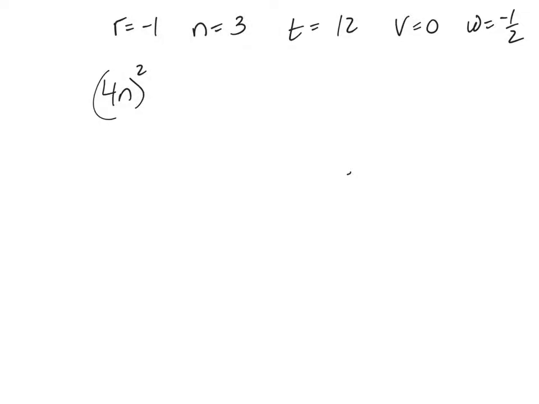All right, so we have a square on the outside of the parenthesis. Who does it belong to? 4n. The 4 and the n. Instead of saying 4n, give it to everybody.